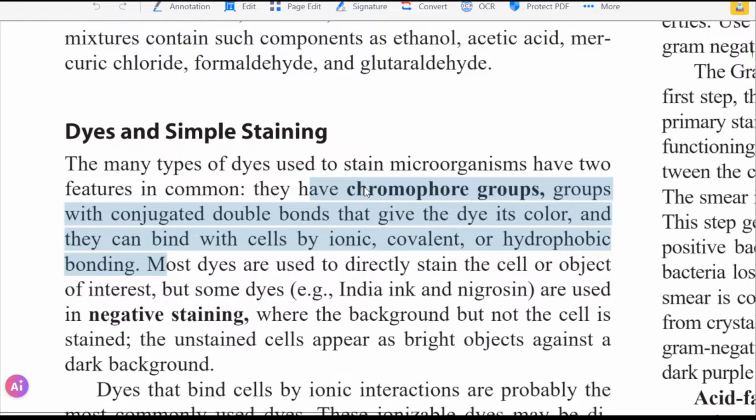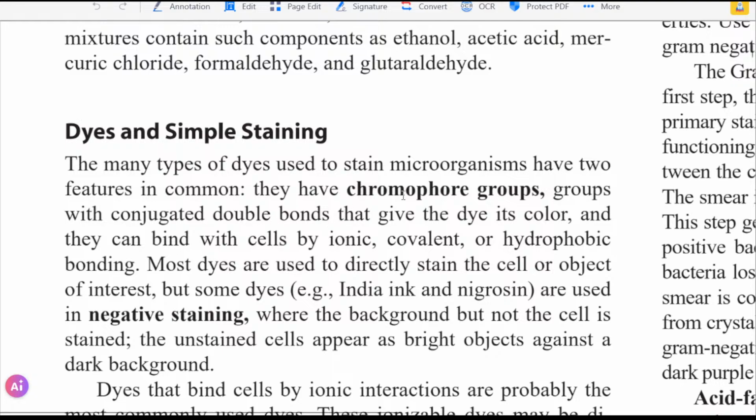So they have a chromophore group. By the word chromo, you will get that chromo means colorful, just as chloro means green. Chromo means colorful, can be any color. So these are the chromophore groups. These are the dyes, right? By name it gives the color. And how does it give color? By making an ionic bond or covalent bond or hydrophobic bond, right?